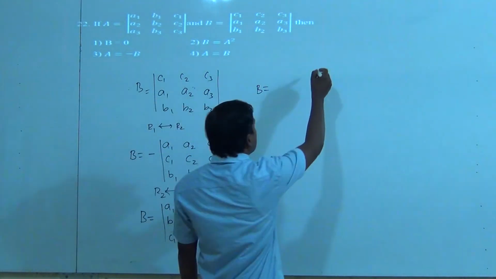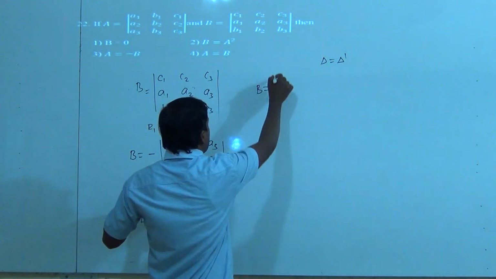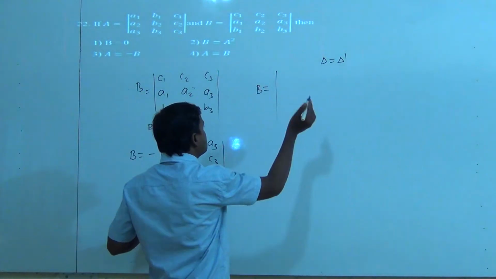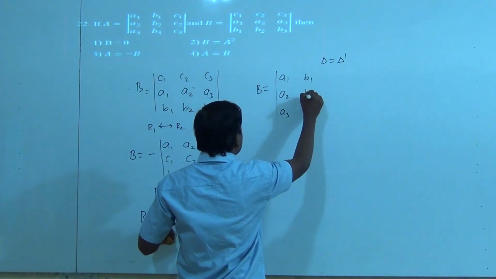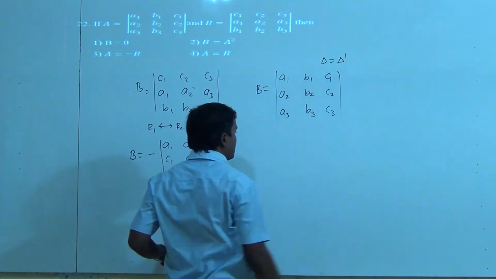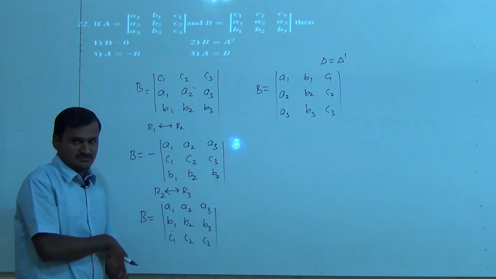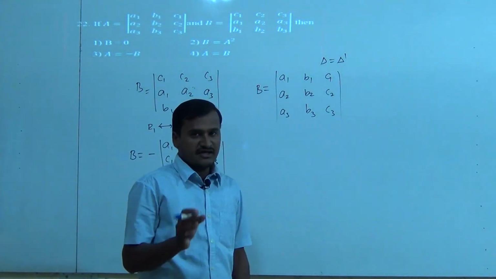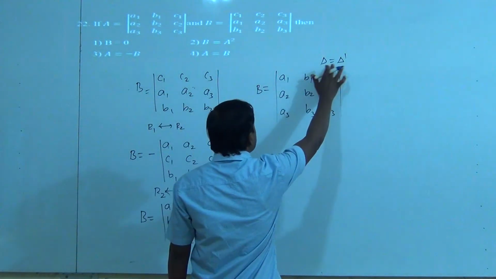So that is the property, that is delta is equal to what? Delta dash. So therefore I will change each row and column. I will change R1 into C1: A1, A2, A3. Here it is B1, B2, B3, and this becomes C1, C2, C3. So here what I have done? I have interchanged the rows and columns. In a determinant, if all the rows and columns are interchanged, then the value of the determinant remains the same. So hence delta is equal to delta dash.